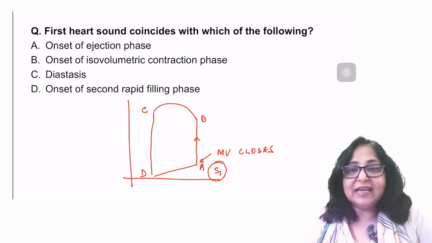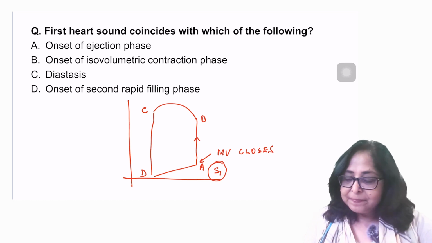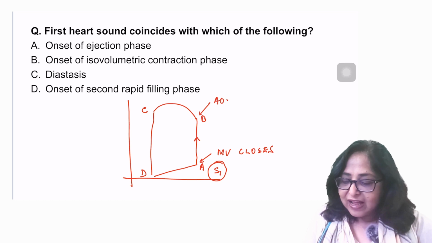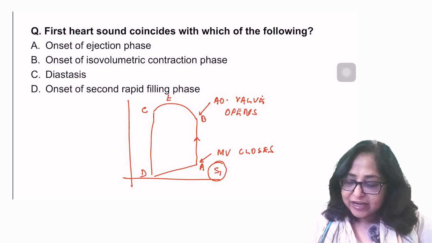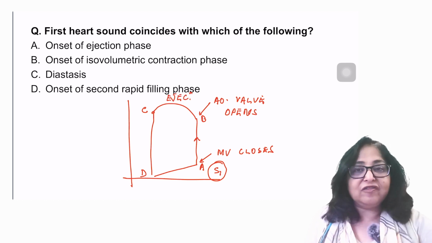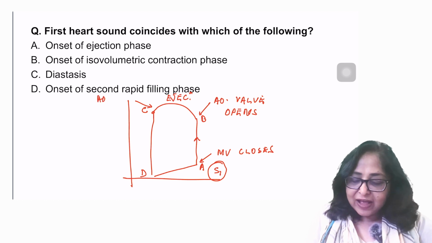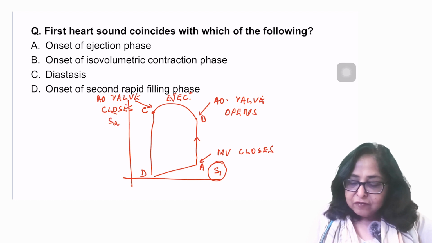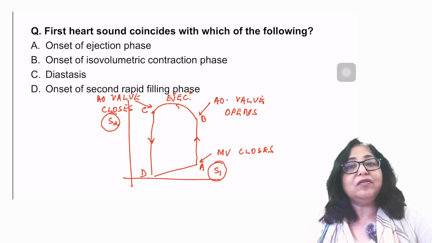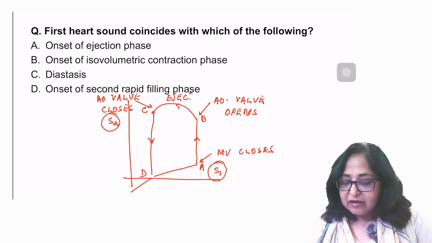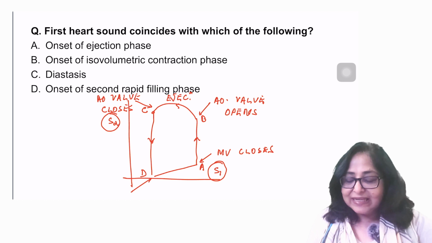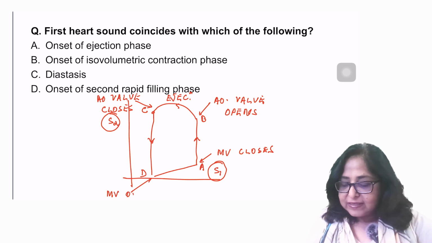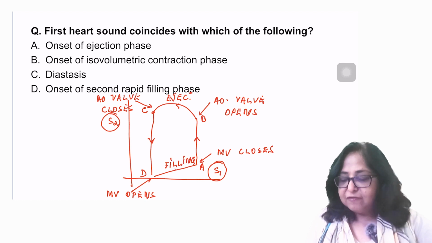After this, A to B is the isovolumetric contraction phase. At point B, the aortic valve opens. From B to C is the phase of ejection. At the end of the ejection phase, at point C, the aortic valve closes, giving rise to the second heart sound. From C to D is the isovolumetric relaxation phase, and at the end of this phase, that means at point D, the mitral valve opens and now starts the filling phase. D to A is the filling phase.